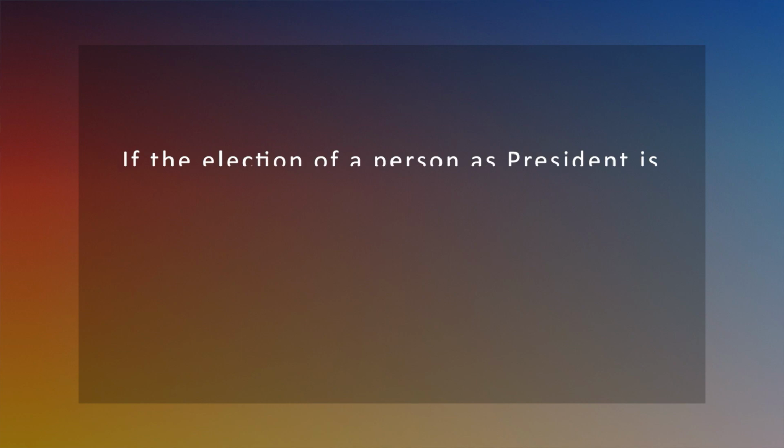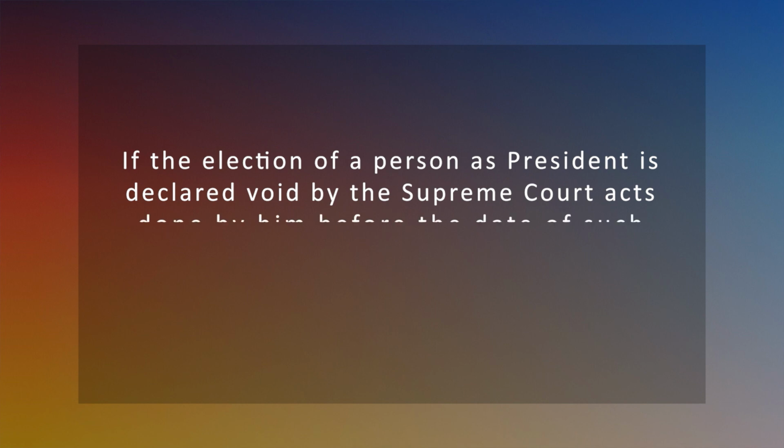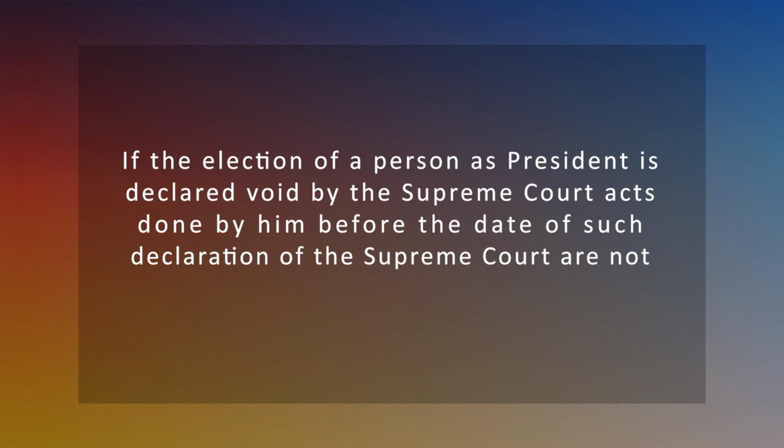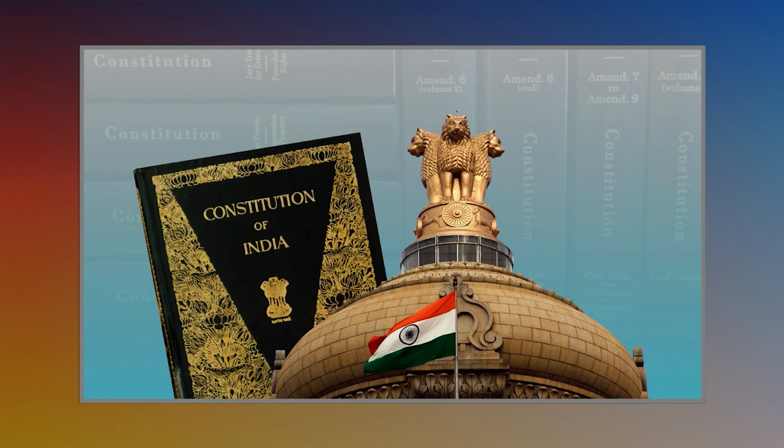If the election of a person as president is declared void by the Supreme Court, acts done by him before the date of such declaration of the Supreme Court are not invalidated and continue to remain in force. Some members of the Constituent Assembly criticized the system of indirect election for the president as undemocratic and proposed the idea of direct election. However, the constitution makers chose the indirect election due to the following important reasons.